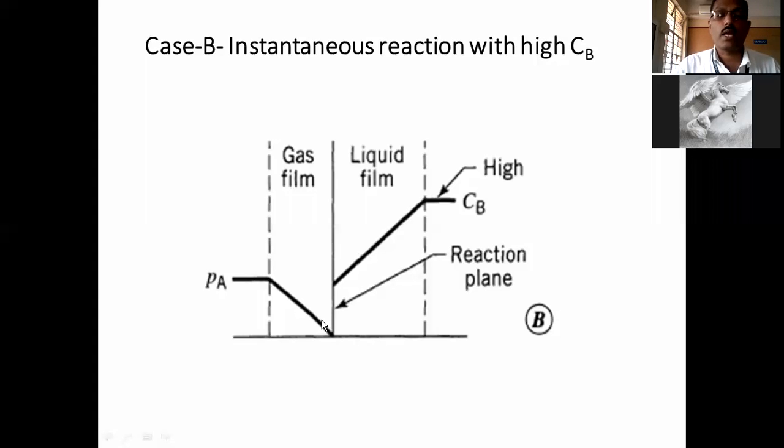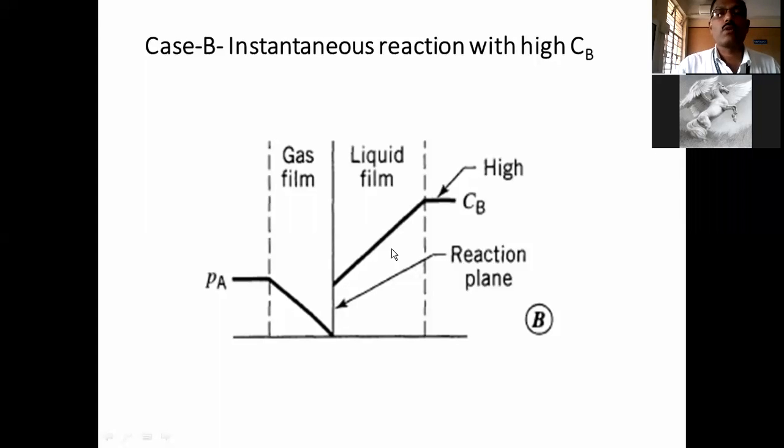Okay, whatever A is coming here comes in contact with the liquid component B, and product is formed. So all A is consumed here at the interface. And some B, because B is more here. So all B is not consumed, some B is there. So this B will be CBI, formed as the concentration of B at the interface in the liquid film.